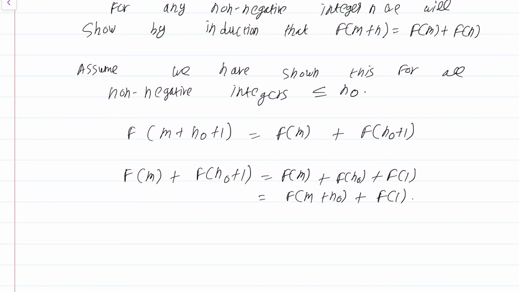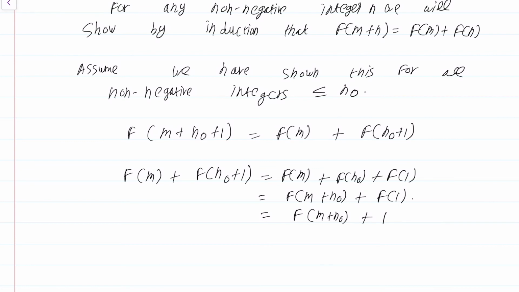Why can we do this? We can do this because whenever you have a fixed integer m all the way up to n naught, we already know that the result is satisfied. So f of m plus f of n naught I can rewrite as f of m plus n naught. But this is the same as f of m plus n naught plus 1.